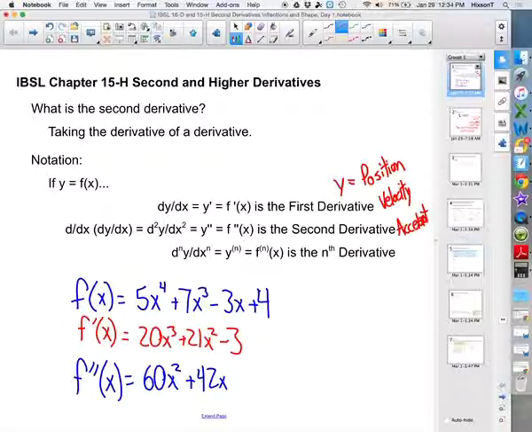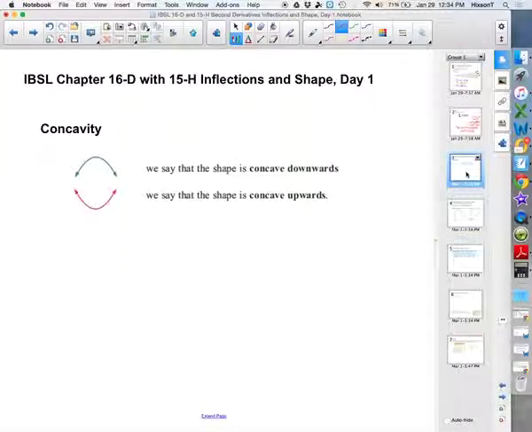So, let's talk about what this second derivative tells us about the graph. We've got the concept here of concavity, all right? Concavity.